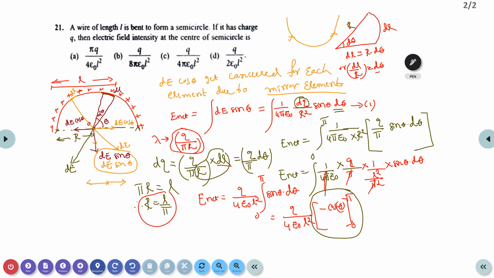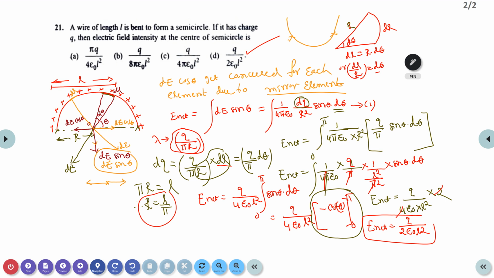I don't want to do it in detail. So E net equals Q divided by 4 epsilon naught into L square, and this 2 gets cancelled. So E net equals Q divided by 2 epsilon naught L square. This is the right answer.